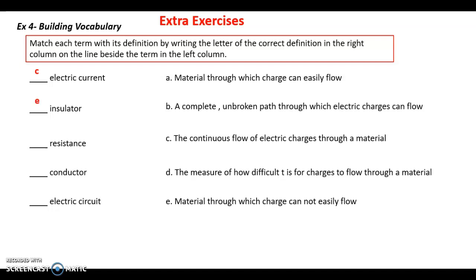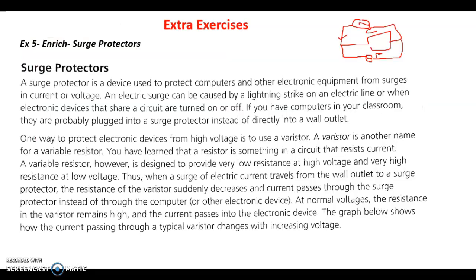Insulator is a material through which charge cannot easily flow. Resistance is the measure of how difficult it is for charges to flow through a material. Conductor, material through which a charge can easily flow. And electric circuit is a complete unbroken path through which electric charges can flow.